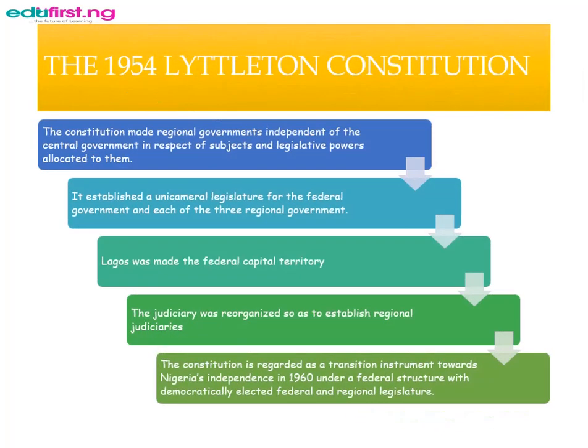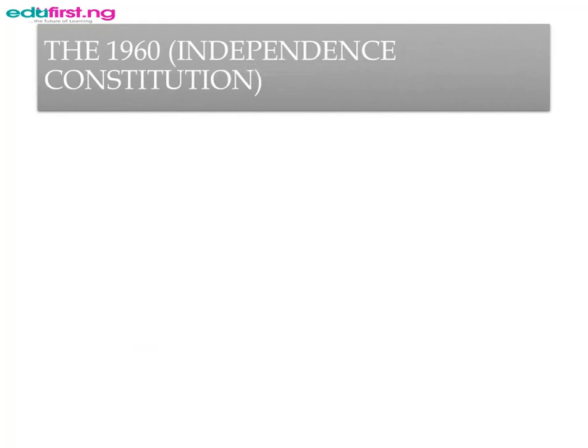The Lyttelton Constitution introduced a unicameral legislature for the federal government and for the three regional governments. And the Constitution was popularly regarded as a transition instrument towards the independence of Nigeria in 1960. After the 1954 Constitution, now came the 1960 Independence Constitution.